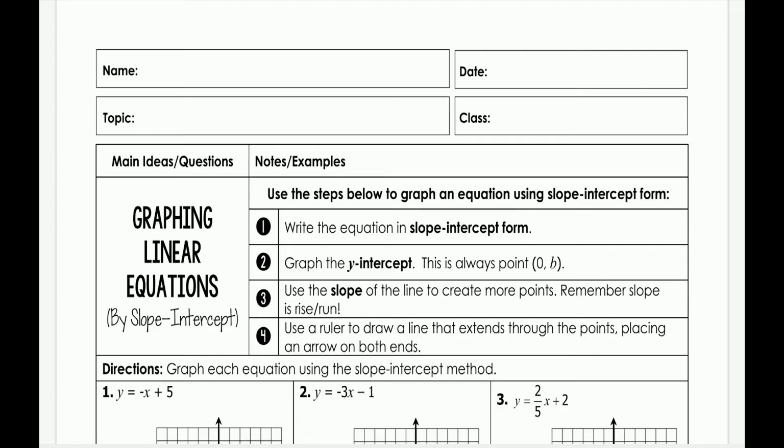We know that the slope is rise over run, so y over x. And then we're going to use a ruler to draw a line that extends through the points. And always remember to place an arrow passing through those points, or draw arrows on either end.